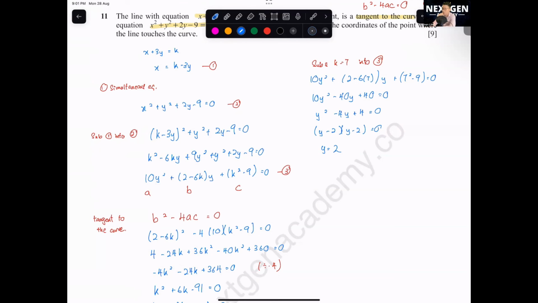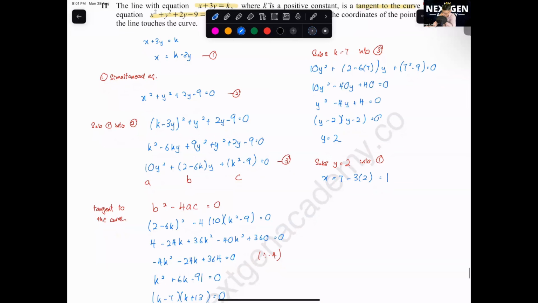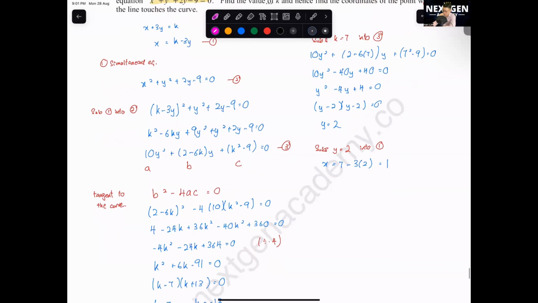And then the final step is you substitute y equals 2 into 1. We will get x equals 7 minus 3 times 2, which equals 1. So to summarize, your answer is k equals 7, y equals 2, and x equals 1. Congratulations.